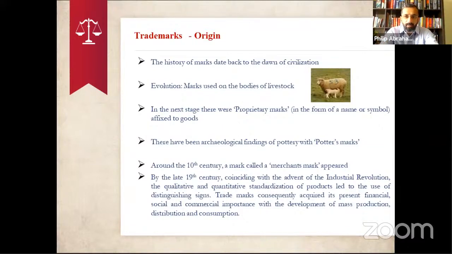In the next stage, there were proprietary marks in the form of a name or a symbol affixed to goods. There have been archaeological findings of pottery with potter's marks to identify the maker of a particular vessel. Around the 10th century, a mark called merchant's mark appeared to prove ownership rights of goods.